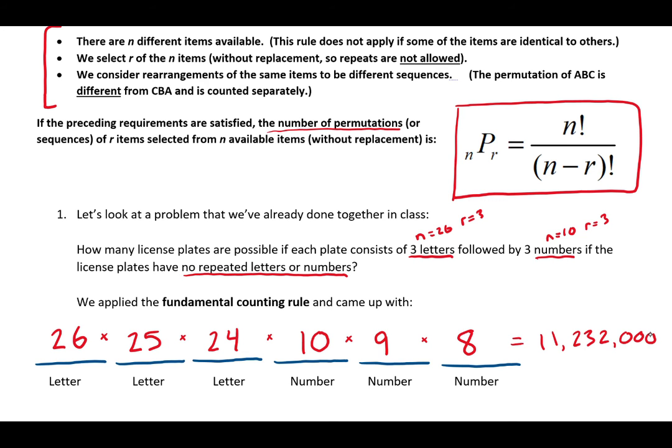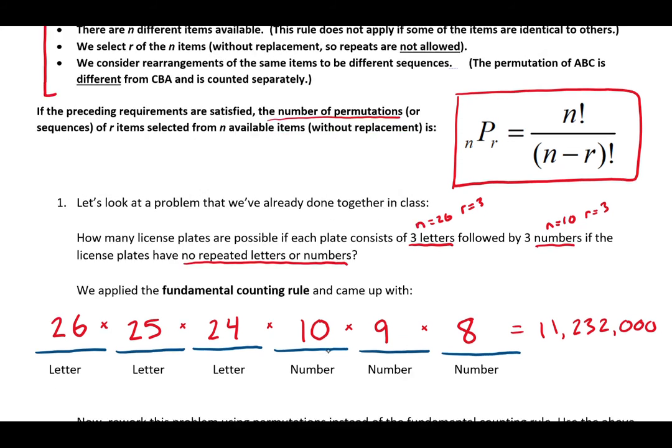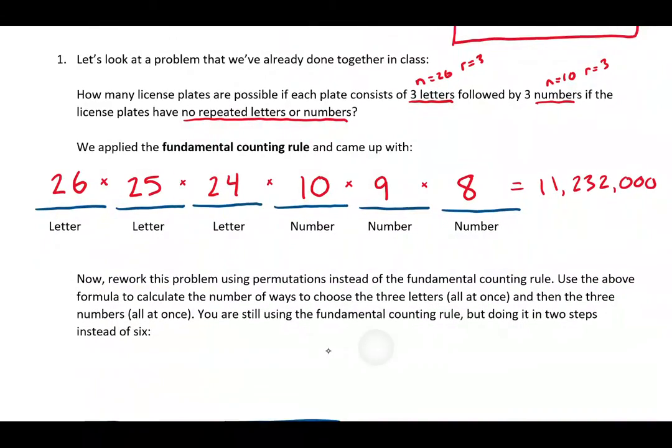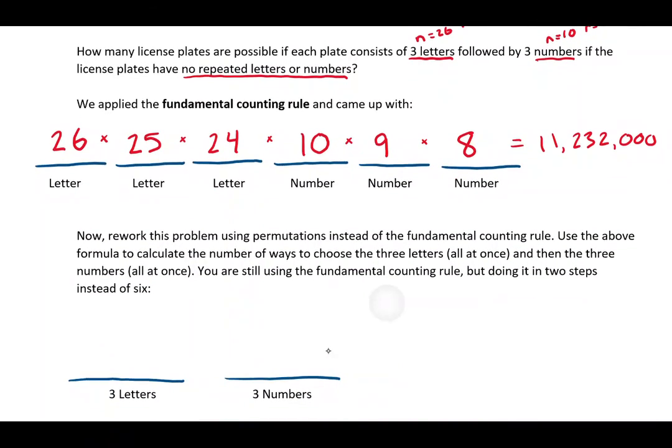Now, if we look at this problem in a slightly different way, instead of saying choose the first letter, then the second letter, then the third letter, and then the first number, second number, third number, we could look at this problem in terms of how many ways we could choose those three letters.